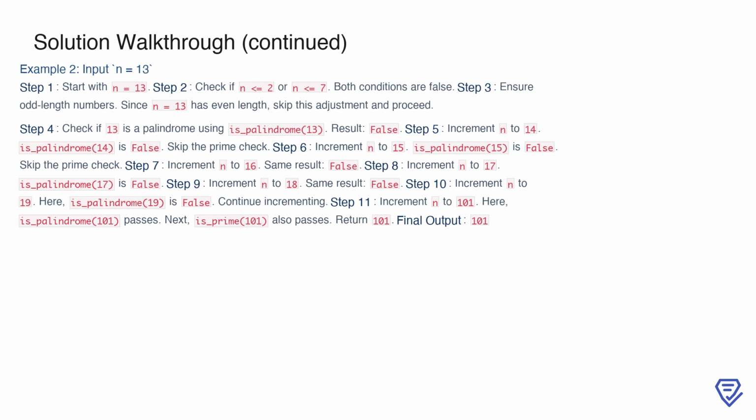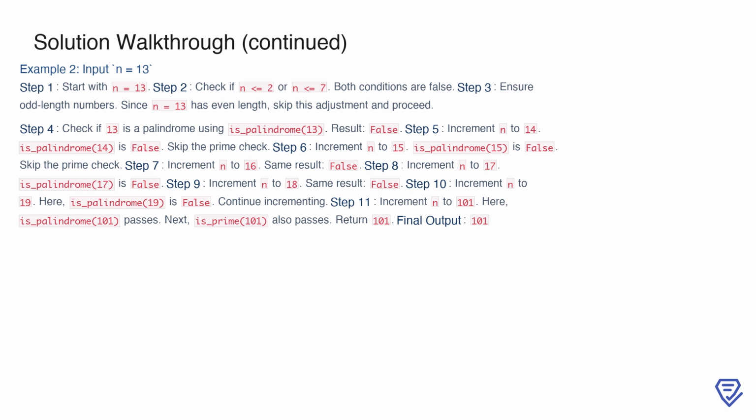Here, n equals 13 already has an odd length, so no adjustment is needed, and we move forward. The first step is to check if 13 is a palindrome using the is_palindrome function, which returns false. This means we increment n to 14. Again, 14 is not a palindrome, so we skip the prime check and increment to 15. The same holds for 15, 16, 17, 18, and 19, as none of these numbers are palindromes.